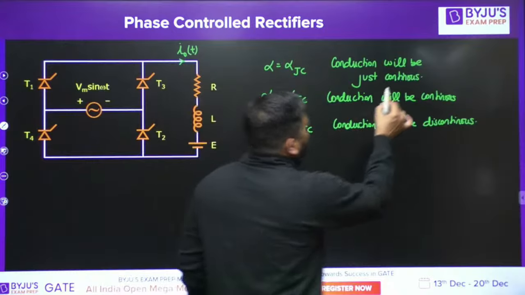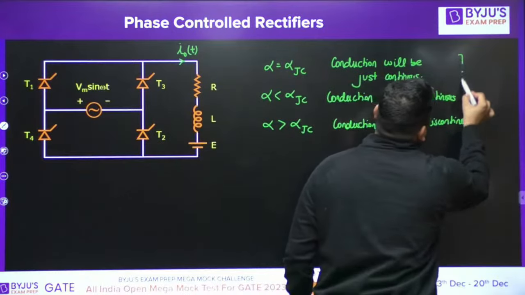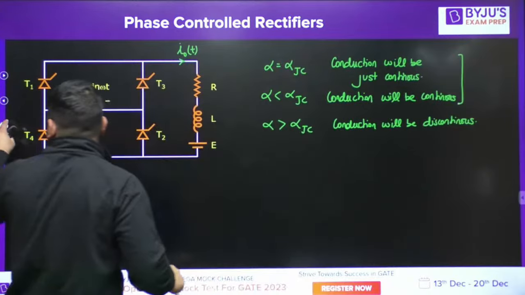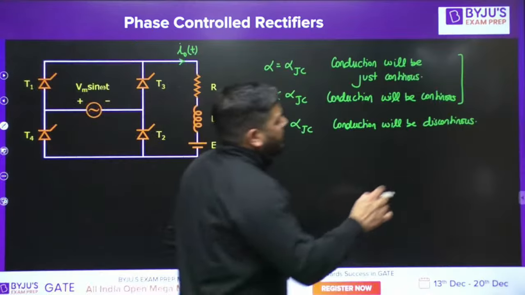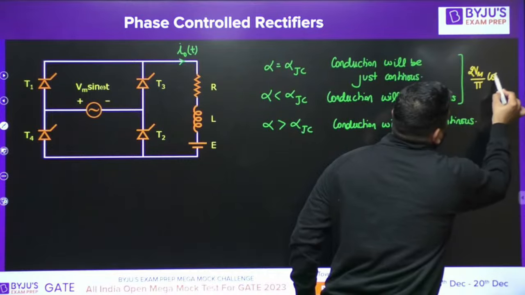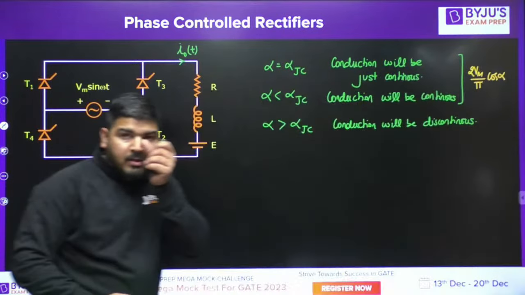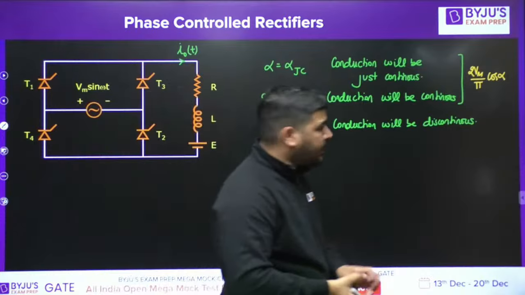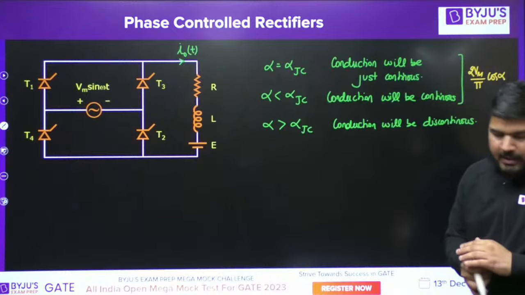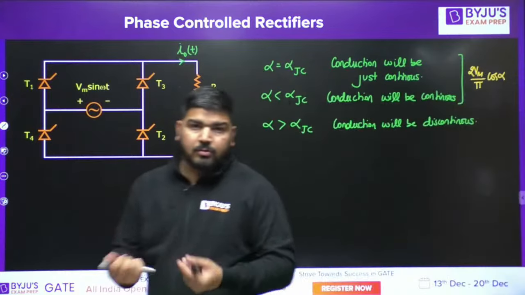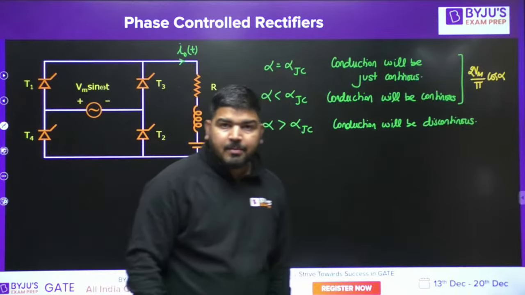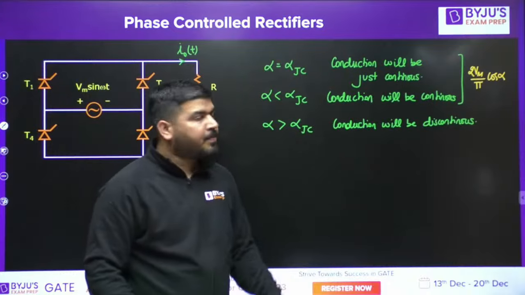But remember, when the conduction is just continuous or continuous, average output voltage will be again 2 Vm by pi cos alpha. This will be my average output voltage for continuous conduction or just continuous conduction. But in discontinuous conduction, average output voltage will be different. Beta will come into picture, and then you have to apply the concept of extinction angle. Using that concept, you can calculate the average output voltage.